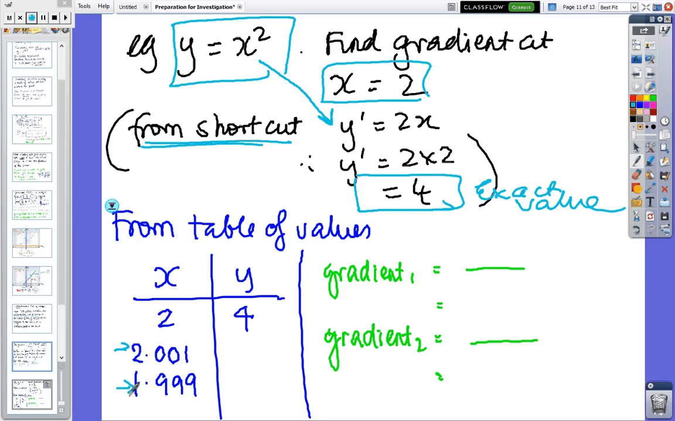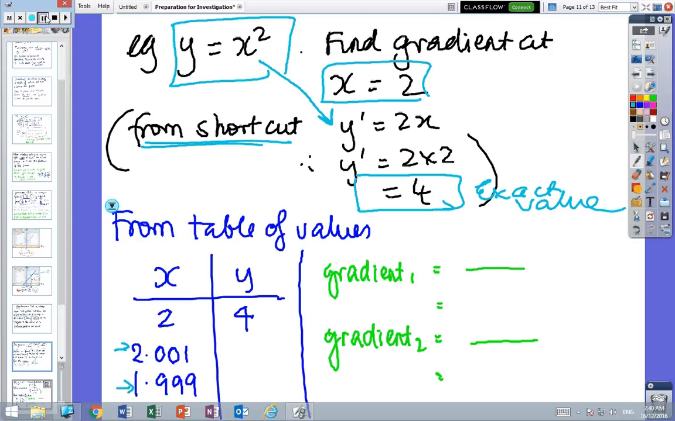I'm just going to pause and get my calculator because I forgot my calculator again. You probably didn't even know I was gone, but I went and got my calculator.